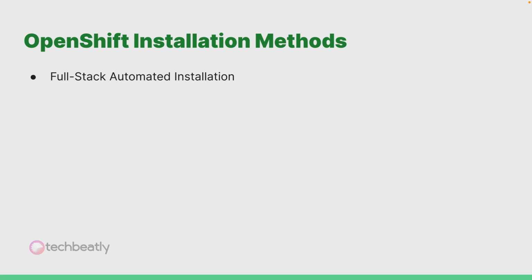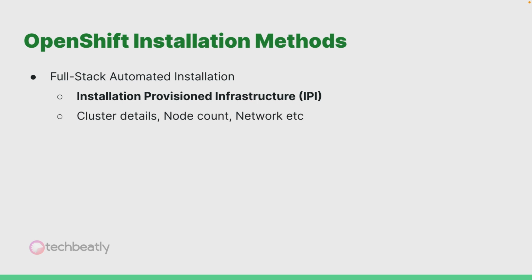With the installer provisioned infrastructure or IPI method, the OpenShift installer will take care of provisioning and configuring the resources in a cloud or virtualization platform. You need to input the details about the cluster nodes, network, the credentials for the virtualization or cloud platform, etc. This method is easy and pretty straightforward as long as you have appropriate access to the cloud or virtualization platform.